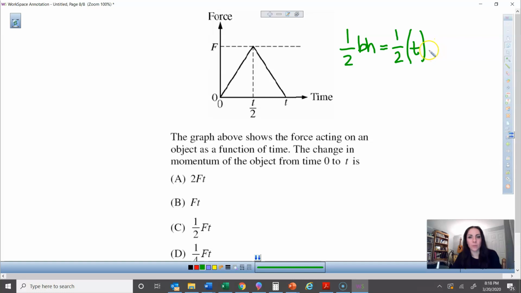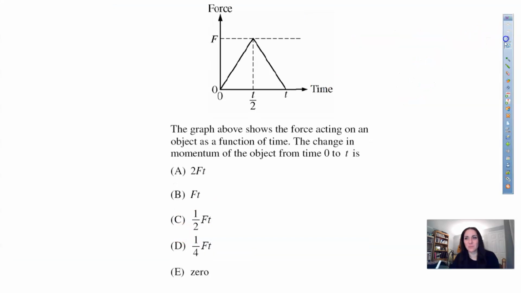Hold on, give me a quick second here. I don't know why I'm having trouble with this. I think this is 1/2 the base times the height. Yeah, so this is the base, this is the height, so it's 1/2 ft, like that. Sorry about that, my fault. Had a quick little moment there. So anyway, I hope you did okay with this question.